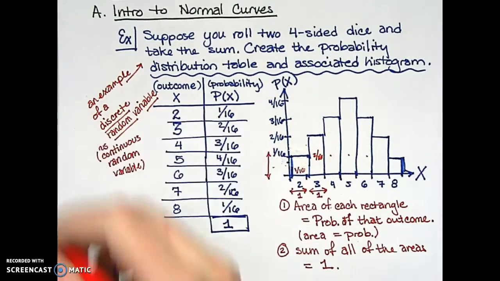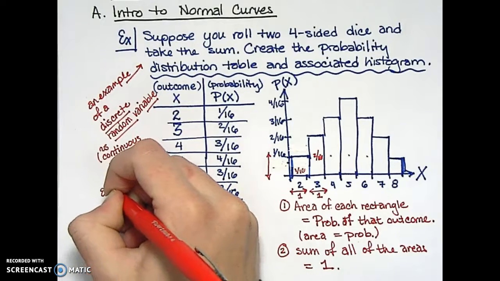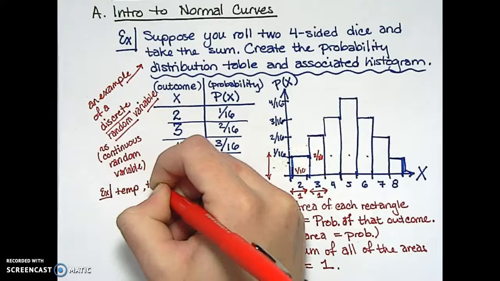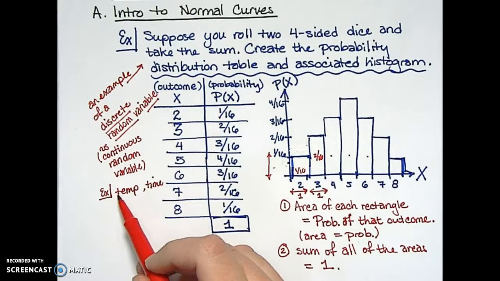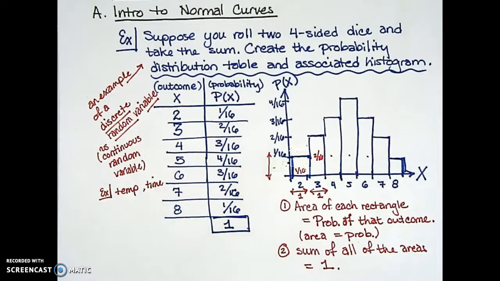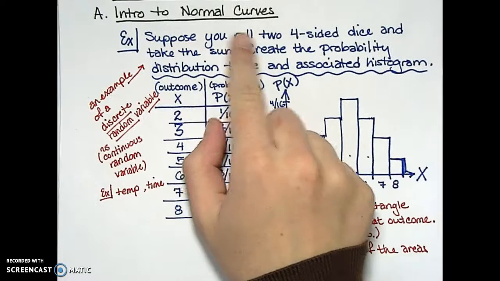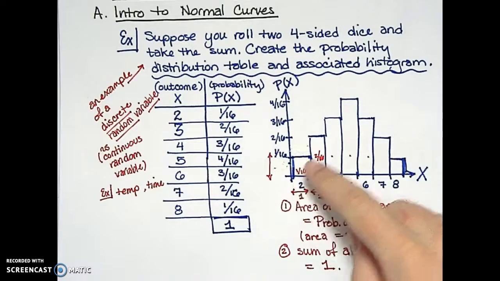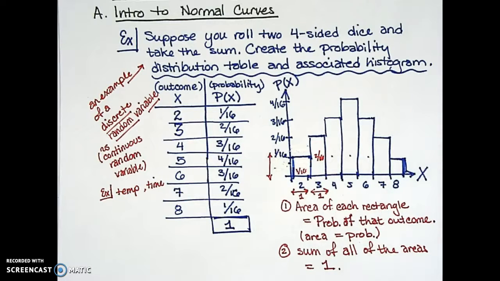Now, a discrete random variable is one with fixed possible outcomes, as opposed to a continuous random variable. Examples of continuous random variables might be things such as the temperature outside or time, because they don't necessarily come in discrete measurable quantities. They're much more continuous quantities. Okay, so refocus. Remember, we want to give an introduction to normal curves, and we really haven't done anything except give a probability distribution histogram.